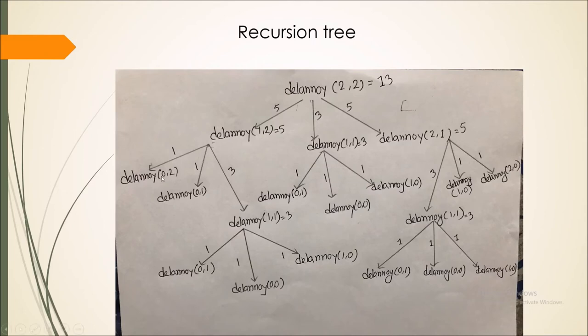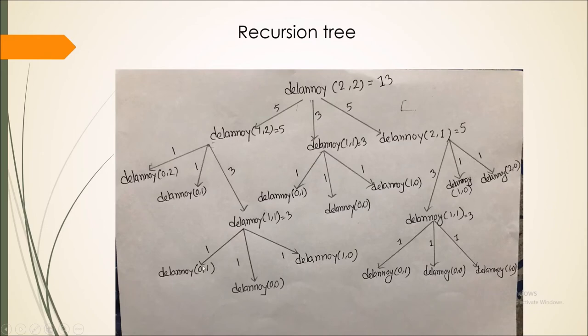Our condition was that if either m or n is 0, we have the base case, right? So we have m as 0, so we have the base case. It doesn't matter if n is 0 or not, we have m as 0, so we will return 1. Similarly, here we have 0, so we will return 1. Here we have 1, 1, so we don't have the base case, so we will have to move forward. So we have 0, 1, 0, 0, 1, 0. In 3 of the cases, we have the base case, so we will return 1.